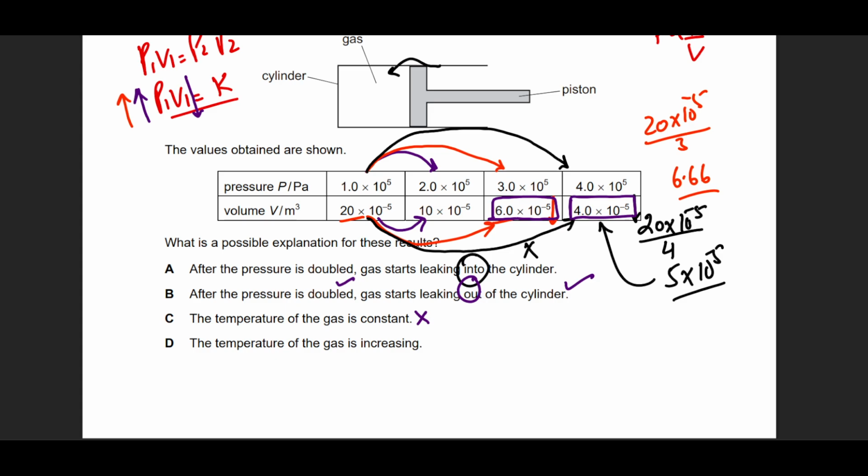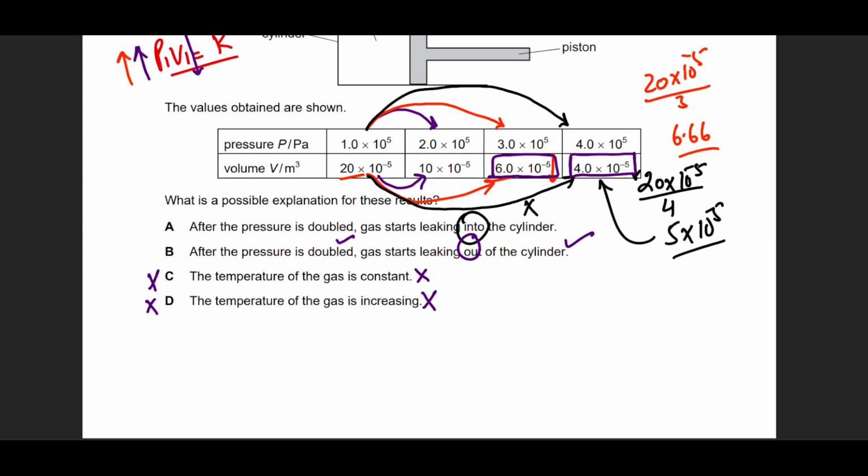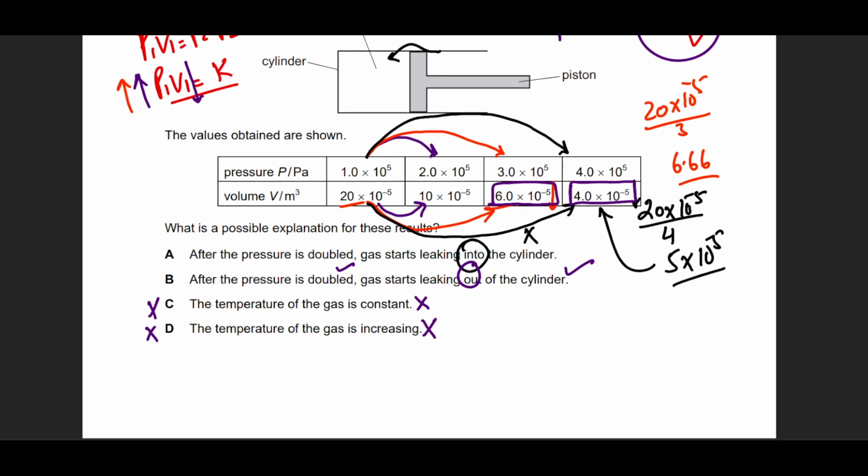The temperature of the gas is increasing. We can't guarantee this, and we can't see this happening over here. Whenever we are dealing with Boyle's law, at least, pressure inversely proportional to volume, we assume that temperature is constant as far as this question goes. So option C and D would have been wrong to begin with. An intelligent student would have figured out that C and D will not even be considered. So option B seems the right answer. Pressure is doubled or increased, and it is leaking out.